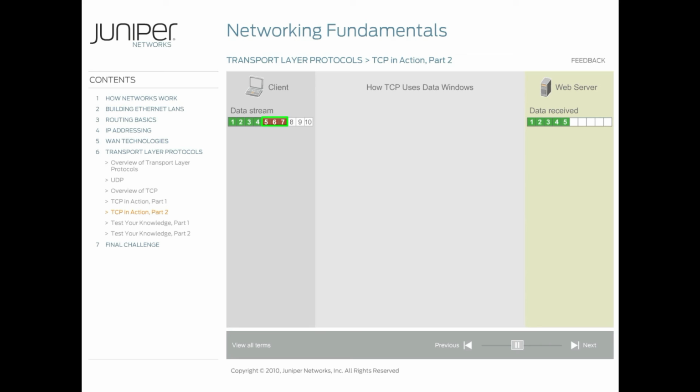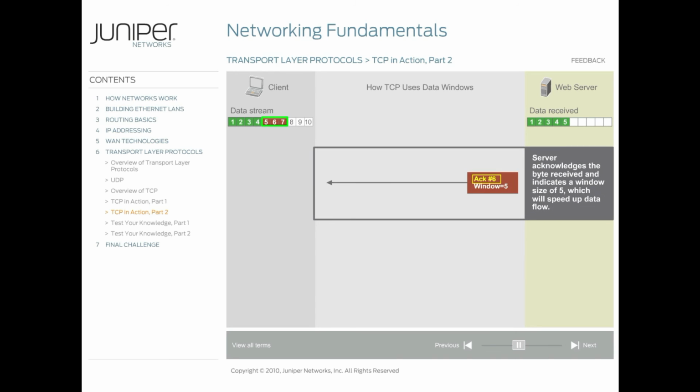In this simple example, the server initially could only accept 3 bytes at a time. If you remember, the client had already sent bytes 5, 6, and 7, but had not yet received acknowledgement for any of these. Here the server acknowledges sequence number 5 by returning the next byte it expects to receive, number 6. At the same time, it indicates in the window field that it can now receive 5 bytes at a time. This larger window will speed up data flow.